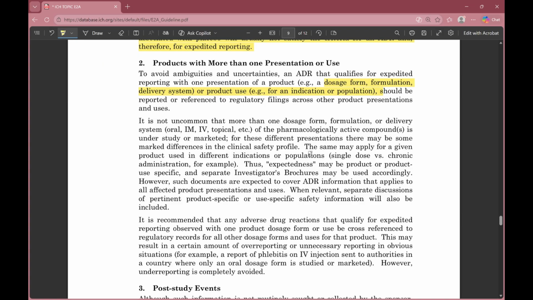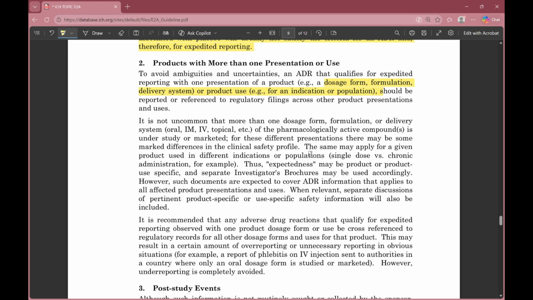So this is what the first point means: an ADR that qualifies for expedited reporting with one presentation of the product should be reported or referenced to the regulatory filings across other product presentations and uses. Based on the different dosage forms and different uses, the safety profile can differ in each case. So the rule is that if an ADR needs expedited reporting for one form or one use, then it should be cross-referenced to all the other forms and uses.